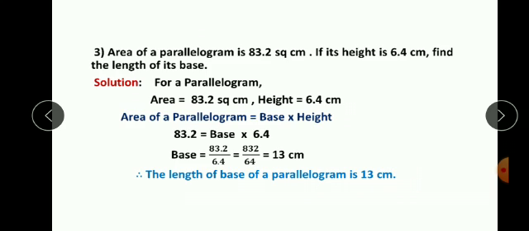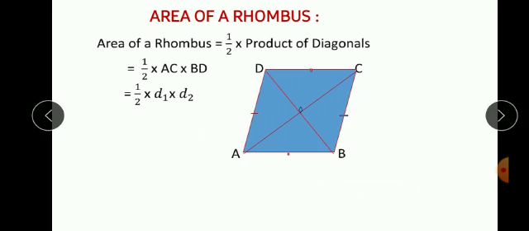Okay children, and now let us see the next part after area of a parallelogram. We will see area of a rhombus. So what is the formula for area of parallelogram children? Base into height. And now area of a rhombus. Now let us see one rhombus over here given ABCD. This figure is called a rhombus.